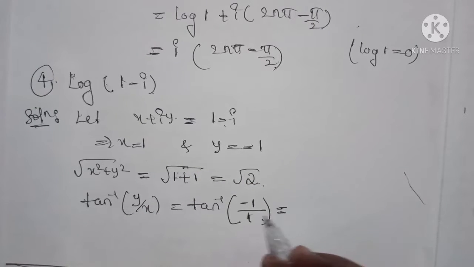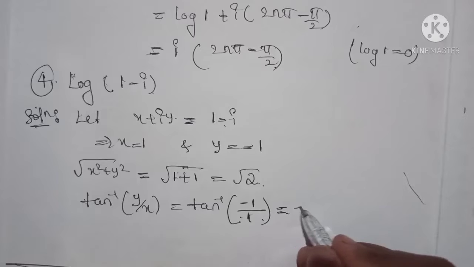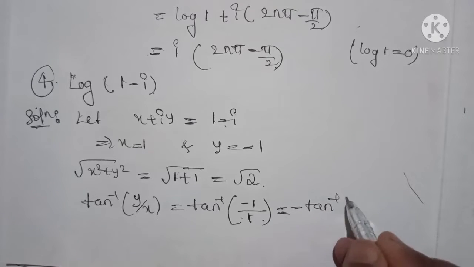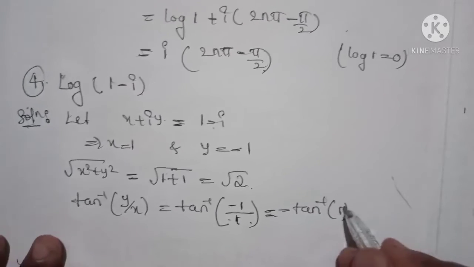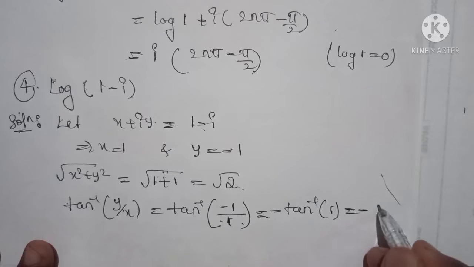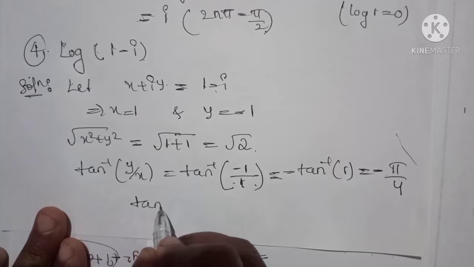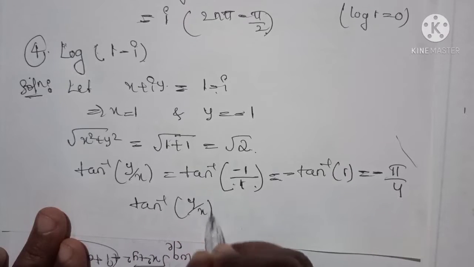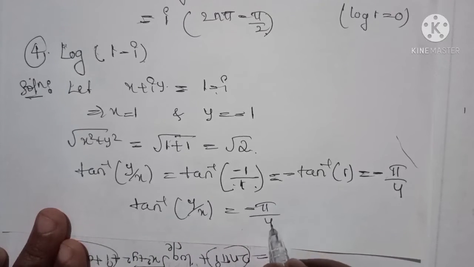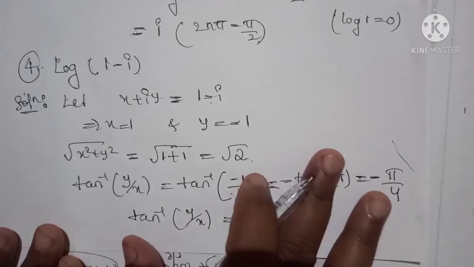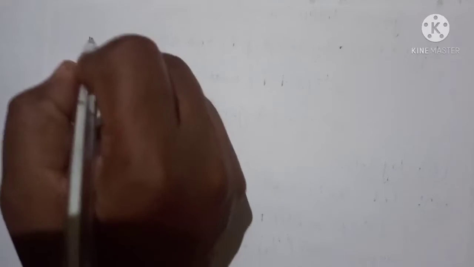We get tan inverse of minus 1, which equals minus tan inverse of 1. So we get minus pi by 4. That is, tan inverse of y by x is equal to minus pi by 4. Now substituting into the formula, we get the general value.